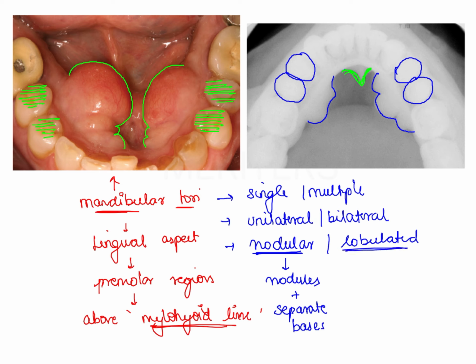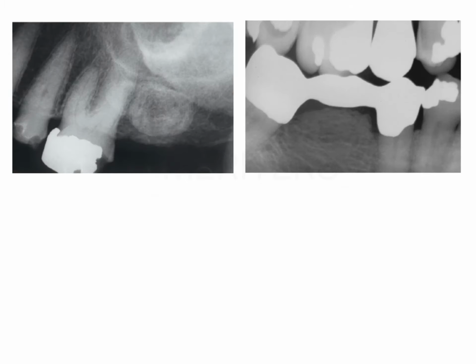Whereas when you mention it as lobulated or multilobulated, it denotes the presence of multiple lobules, all the lobules having a common base or a single base. Therefore, both are different types of torus and they are not the same. The terms nodular and lobulated are not the same. This is the difference between the terms nodular and lobulated, and I have mentioned the location of the mandibular torus.